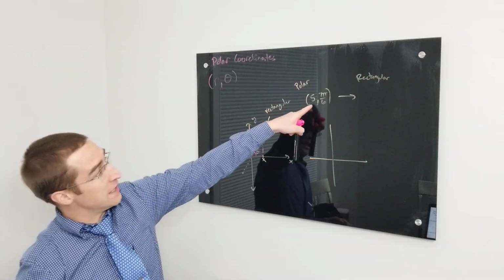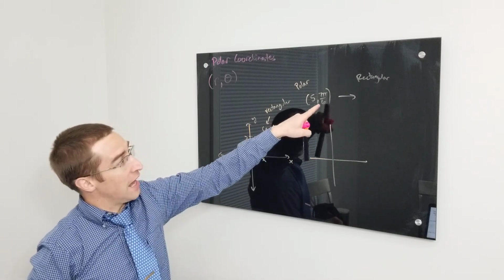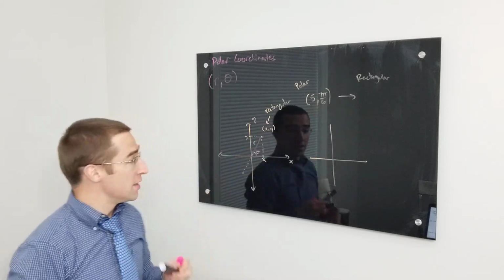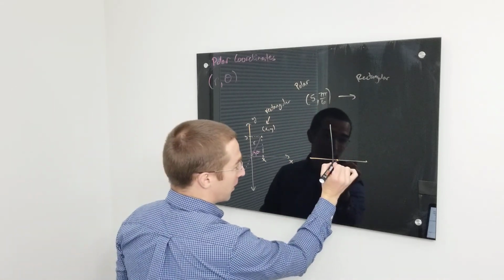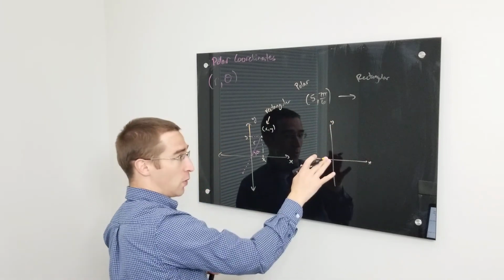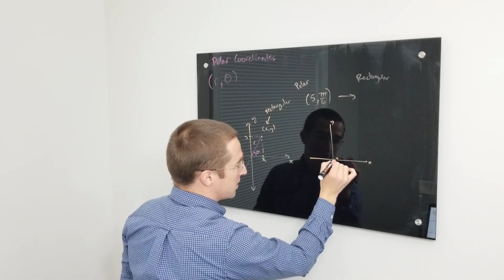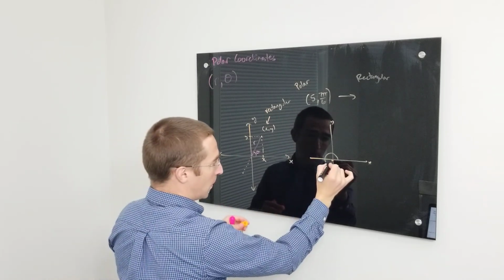So this is my radius. I'm 5 away from the center, and the angle is 7 pi over 6. So what we're going to do is say, where's that angle? We're going to go 7 pi over 6 from the positive x-axis. We can still call it x and y. So we're going to go 7 pi over 6, and we get that angle.